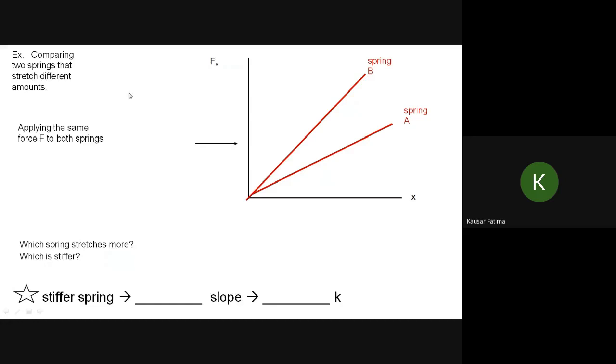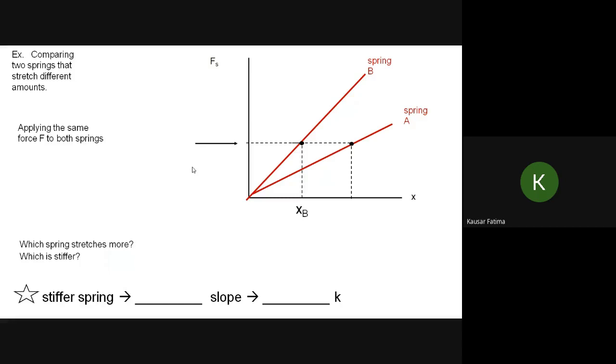Here, we are again comparing the extension of two springs, spring A and spring B. Force is taken along the y-axis and extension is taken along the x-axis. Now we are checking the stiffness of the two springs, which one is stiffer or has the greater spring constant. So we apply the same force to both springs. This is the force, and this much is the extension it produces in spring B, suppose xb. Now the same force is applied on spring A, and it produces an extension of xa in that spring.